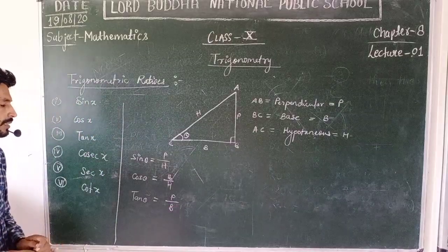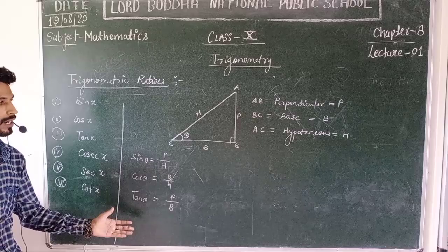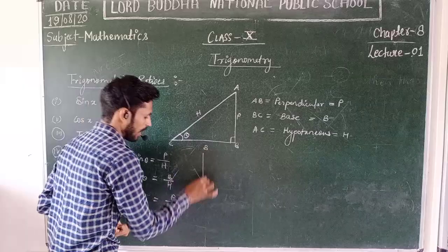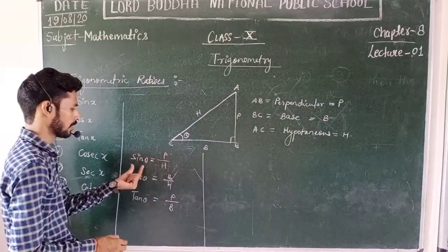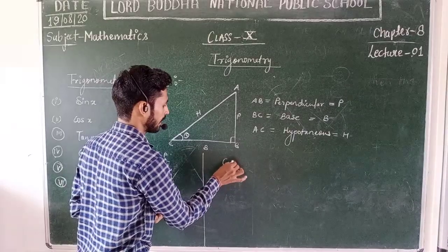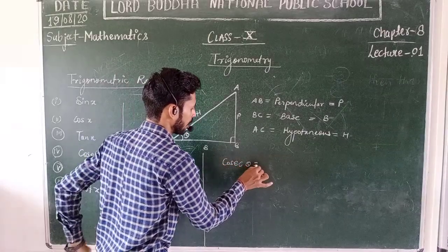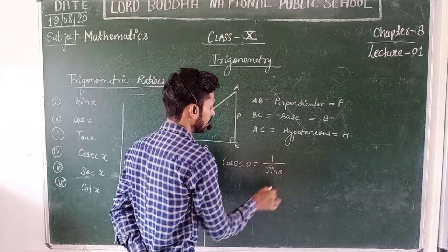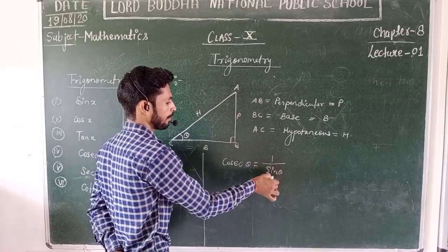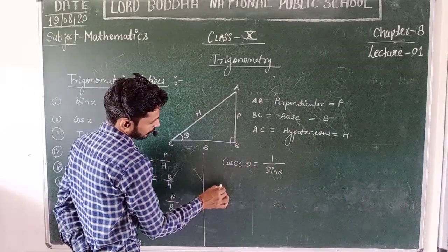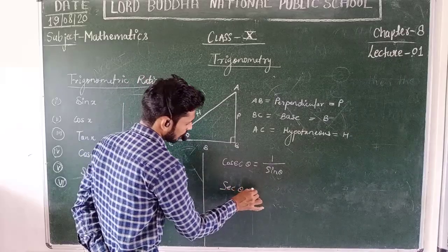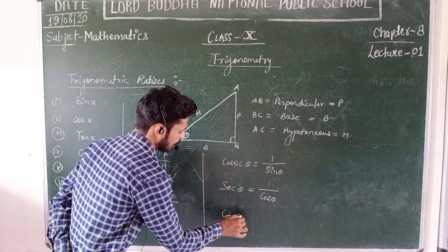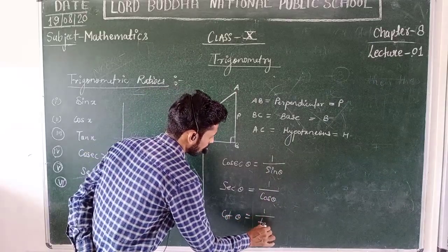So from here you will get a few trigonometric ratios and you can write in this form. We have to know the next three trigonometric ratios, that is cosec theta. It will be just the inverse of sin theta. So cosec theta is equal to 1 upon sin theta. The next one is sec theta, which is equal to 1 upon cos theta. And the last one is cot theta, which is equal to 1 upon tan theta.